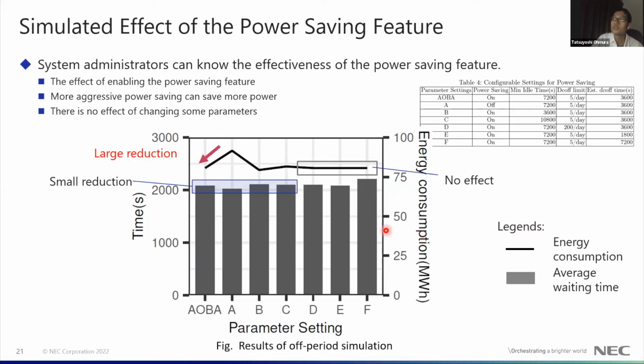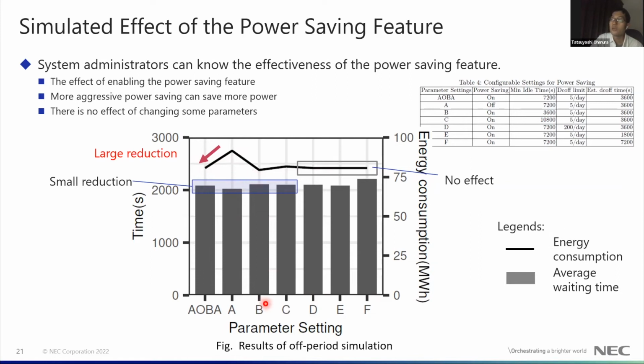Here is the result of the simulation. The line shows energy consumption. The bar shows the average waiting time of each case. In case A, energy consumption has increased, and the average waiting time has reduced a little. This result gives the administrator an idea of the effect of enabling the power saving feature.